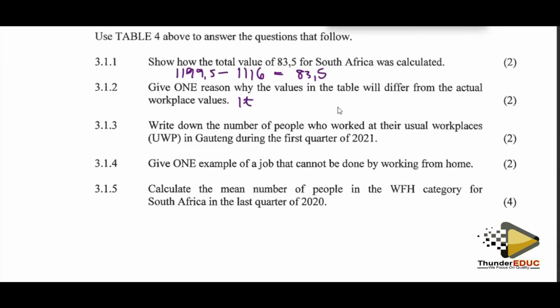So why would the value differ? The data is in 10,000s. The value is in 10,000. So you can't have that.